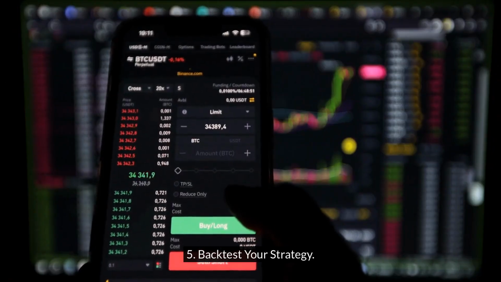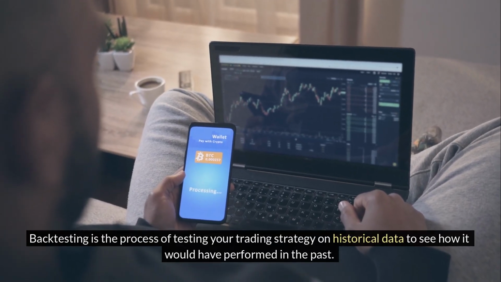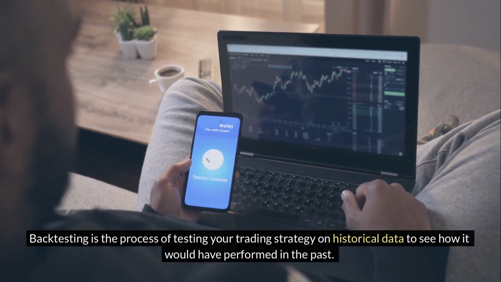5. Backtest your strategy. Backtesting is the process of testing your trading strategy on historical data to see how it would have performed in the past.